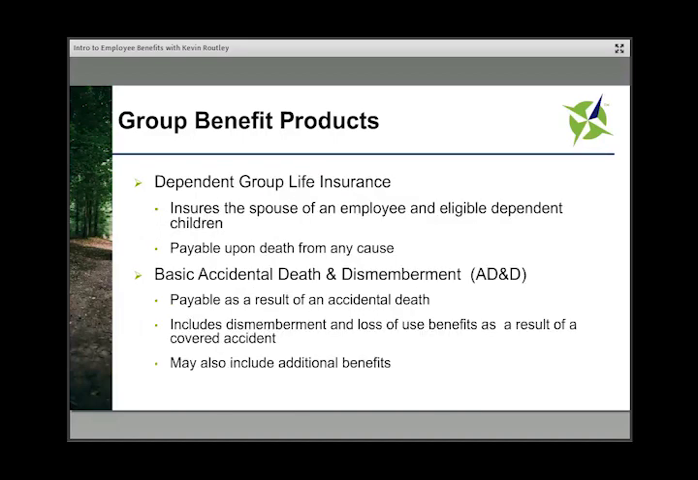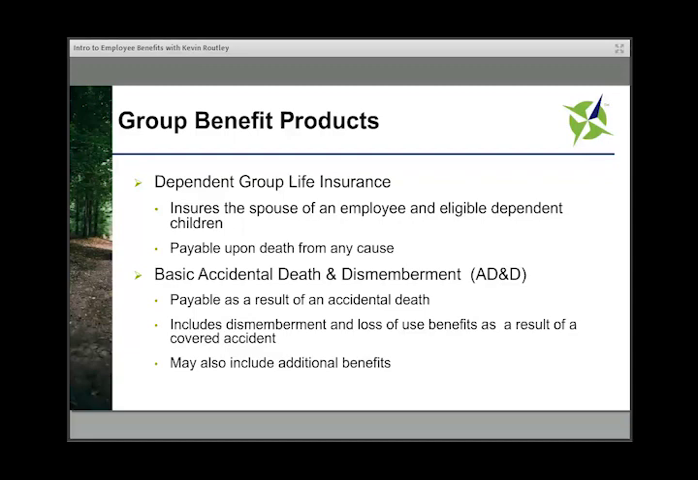One provision that's optional on most programs is dependent group life insurance, which covers the spouse of an employee and all eligible dependents. Usually you see this as a $10,000 amount of coverage on a spouse and $5,000 on each and every child that is eligible for coverage under the program. It's payable upon death from any cause. A lot of employers use this as just a base amount of coverage for employees to have burial costs or funeral costs for their family.